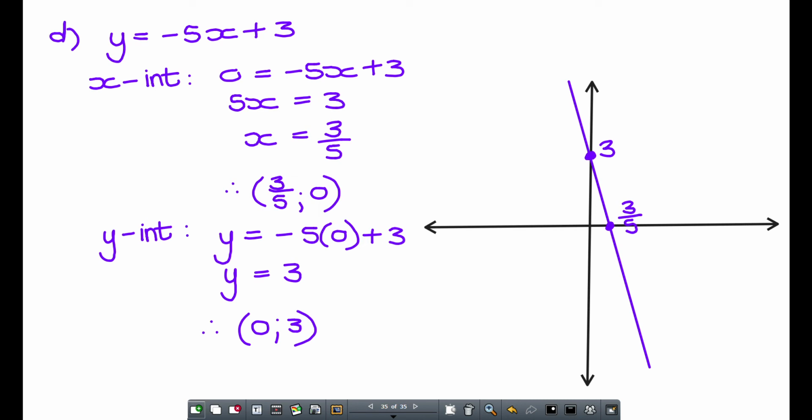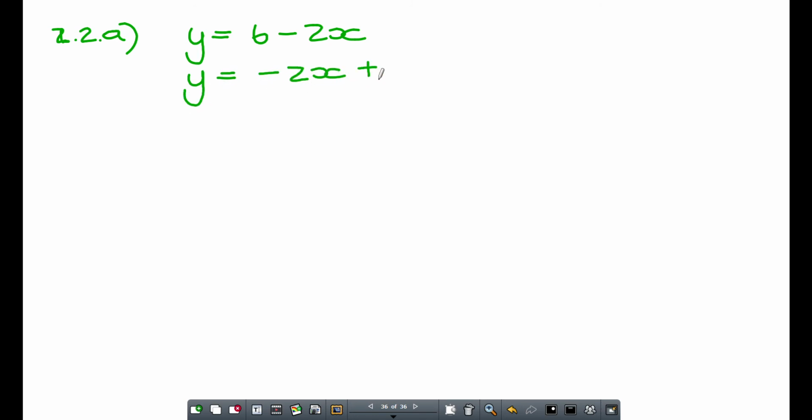Are you done? Good. Okay, then 2.2. It says draw the line with equation y is equal to 6 minus 2x. Now, we said the equation of a straight line we always have in terms of y is equal to mx plus c. So all they did is these two, they swapped around. So let's just write it in the correct order. Y is equal to negative 2x plus 6.